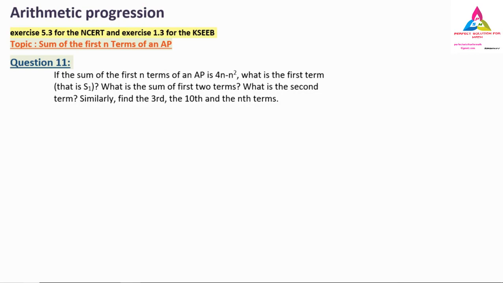So what they have given here is the equation 4n minus n square. But what is this 4n minus n square? That is most important. If you understood what it is, then we can solve the next part. They have given, if the sum of the first n terms, means this is Sn, the sum of the first n terms.